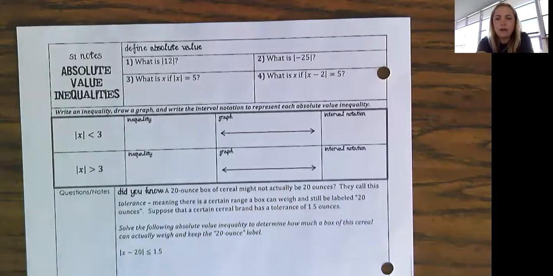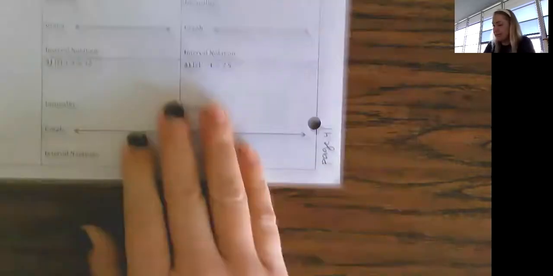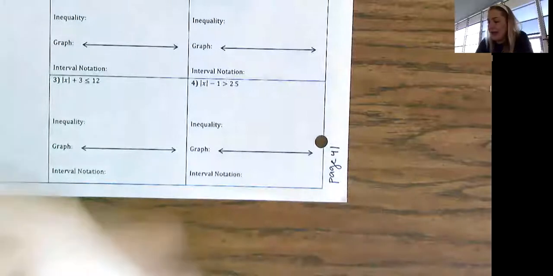Hey, ninth graders, we are doing our notes today called Absolute Value Inequalities. This is on page 41 in your math binder. So pull out this page of notes and let's start by writing down the definition of absolute value.